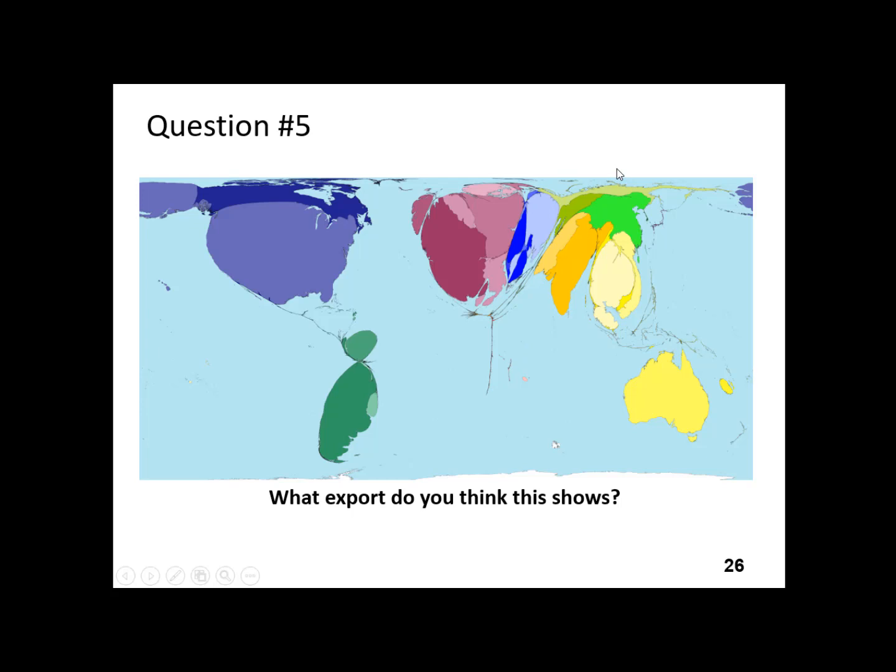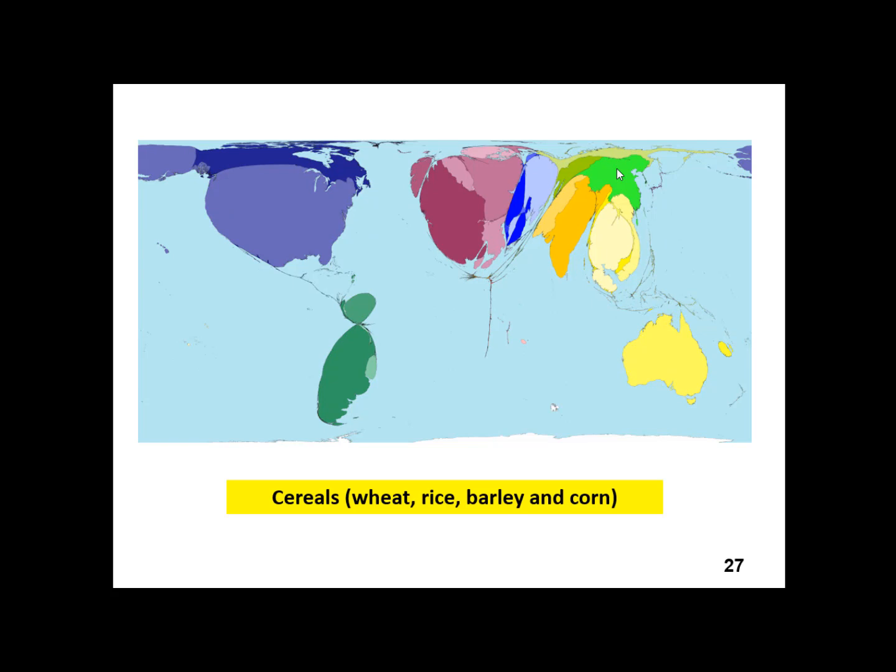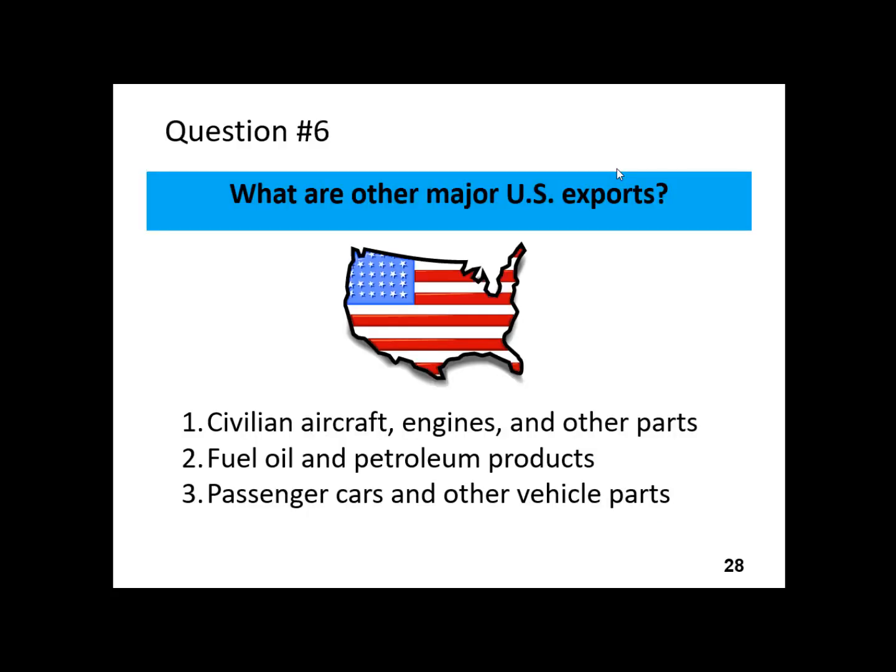So, question 5, what do you think this shows? Pretty tough guess, but it's actually cereals. So wheat, rice, barley, corn. We export a ton of those here in the United States. Question 6, you guys can just choose one of these to copy down. What are other major U.S. exports? Some big ones here in the U.S. We produce lots of civilian aircraft, aircraft engines, jet engines, other aircraft parts, fuel oil and petroleum products, as well as passenger cars and other vehicle parts. And the third one makes a lot of sense, especially for us in Michigan, with Detroit being so close, and we think of Ford and GM.